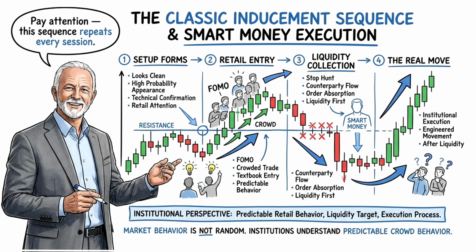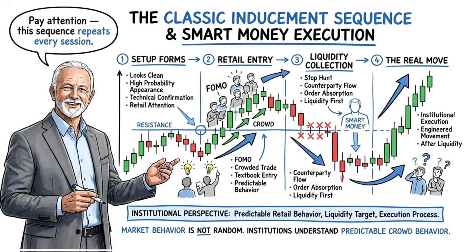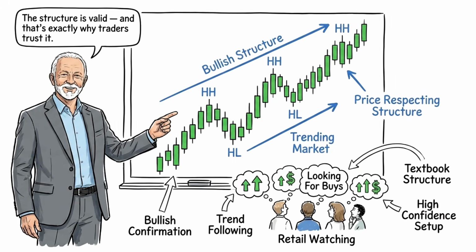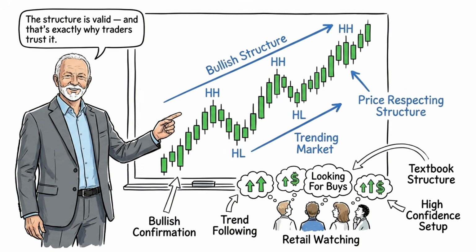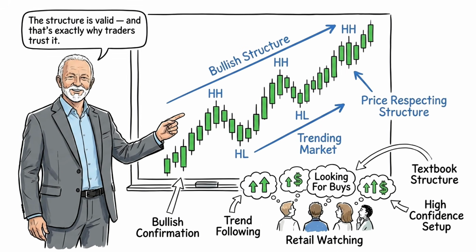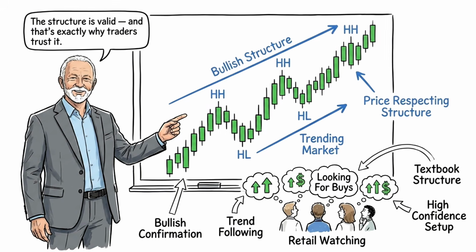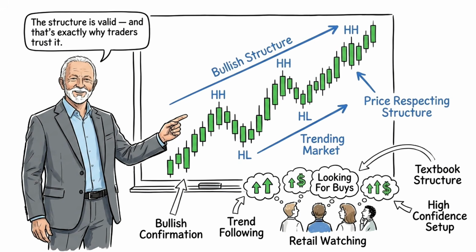Here's the classic inducement sequence. Pay close attention. Step 1. Create the structure. Price trends upward, forming a series of higher highs and higher lows. This is textbook bullish market structure. Retail traders watching this identify it correctly and begin looking for buy entries.